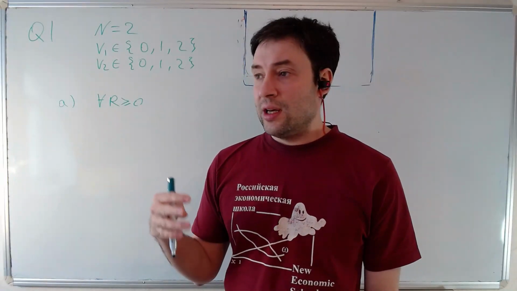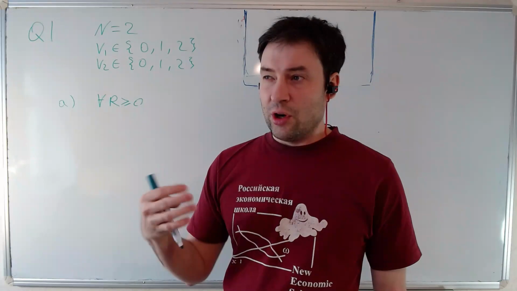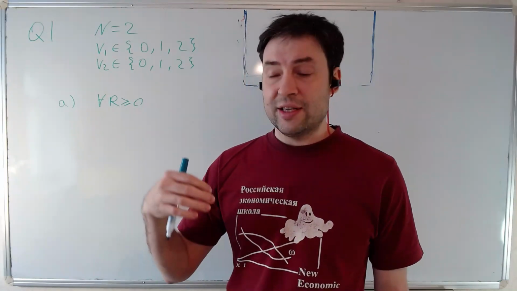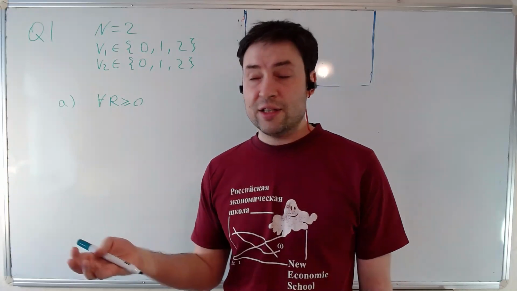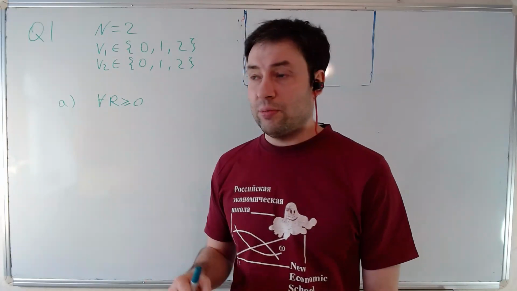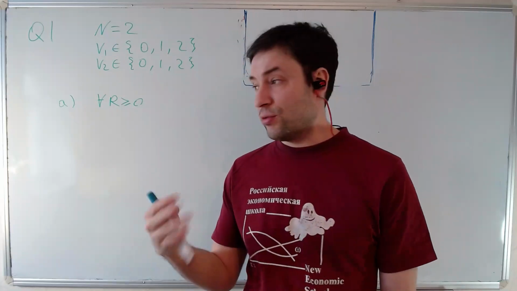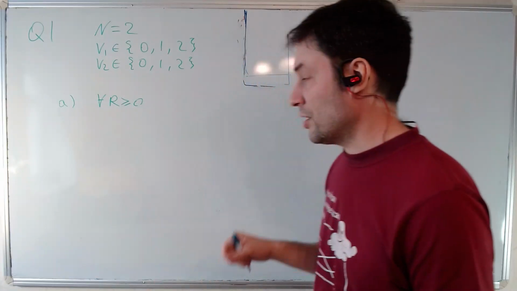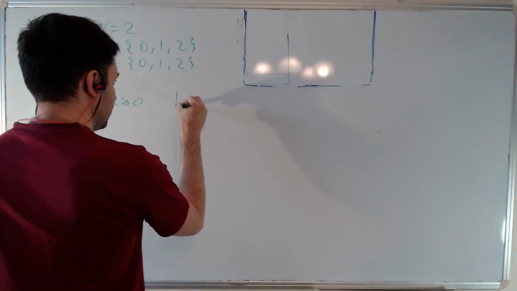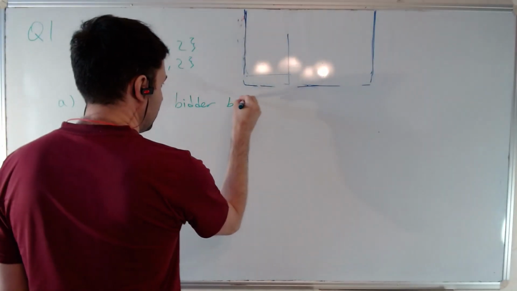Now, of course, you know that by bidding below the reserve price, you are guaranteed to lose, so you are guaranteed to get 0. In that sense, you don't have to bid your value, but you might as well bid your value because you will simply lose the auction anyway. So we will assume that bidders will bid their values. Bidders bid values.